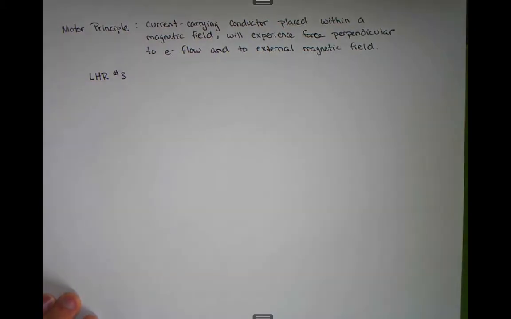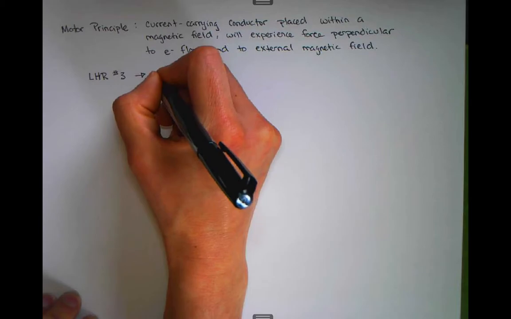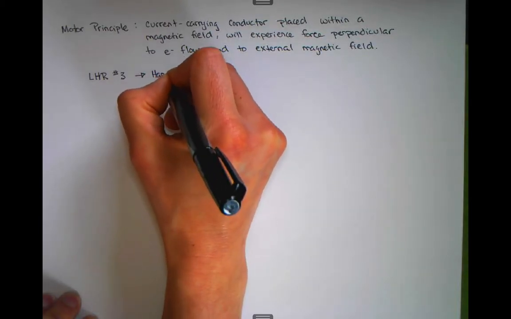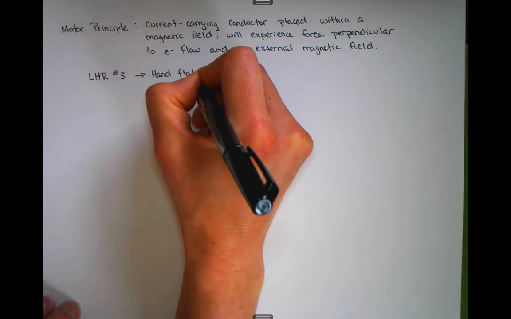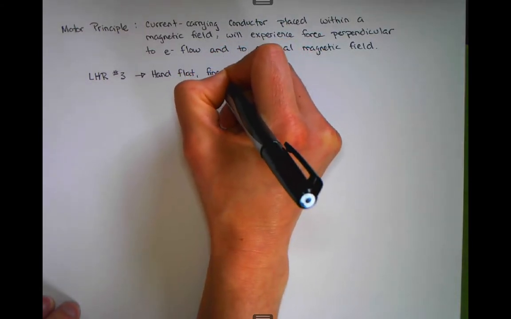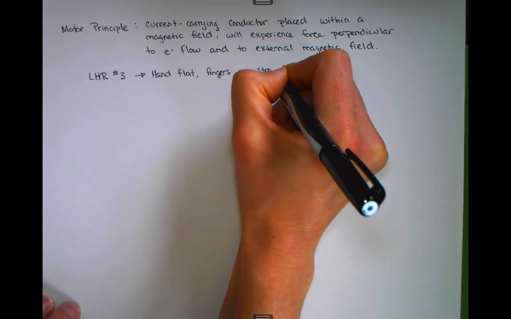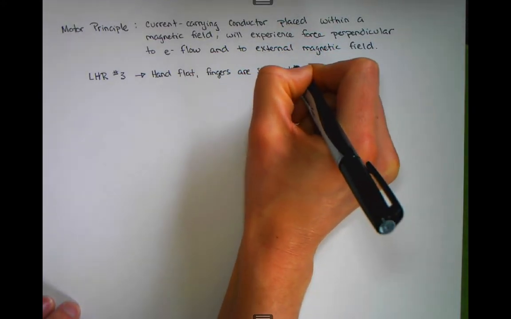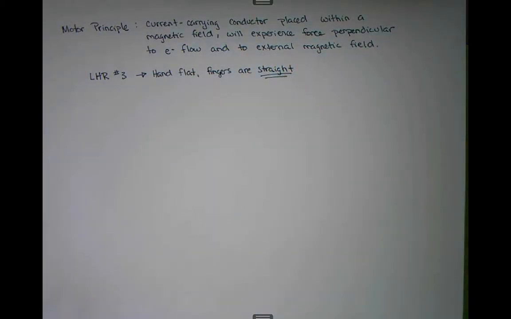In left-hand rule number 3, the key here is that your hand is flat, essentially, and your fingers are straight. Okay. In the first left-hand rules, the first 1 and 2, your fingers curled, but now your fingers need to stay straight.